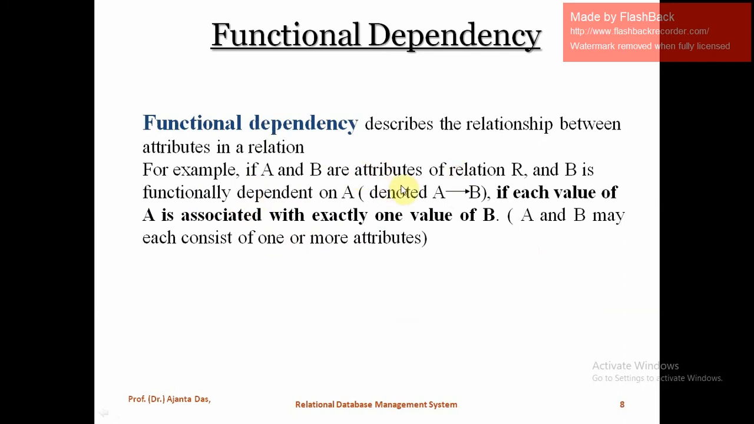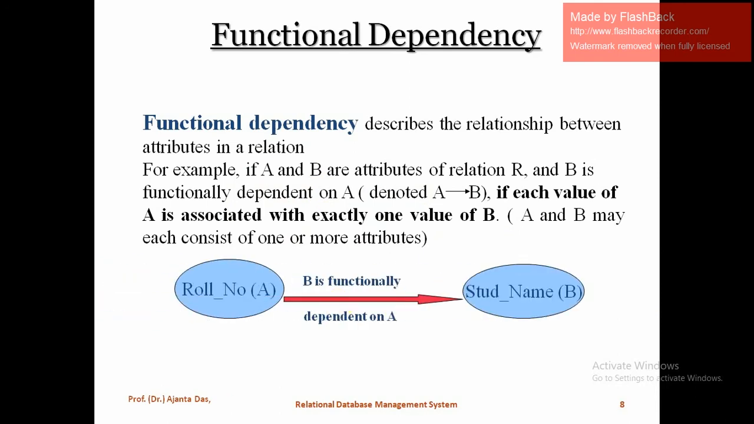So by definition, functional dependency can be defined like this: if A and B are attributes of relation R and B is functionally dependent on A, that means each value of A is associated with exactly one value of B. For example, set A could have the roll numbers of the students and set B the student names. For each roll number we must have exactly one value for B, where one student exists. Only then is it a dependency, and this is functional dependency. So over here we can also say B is functionally dependent on A.